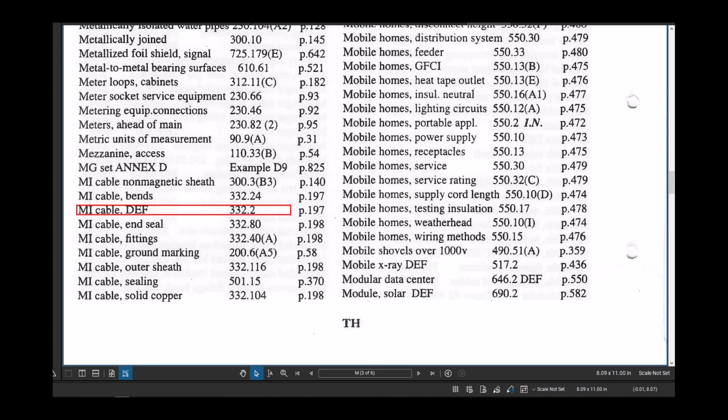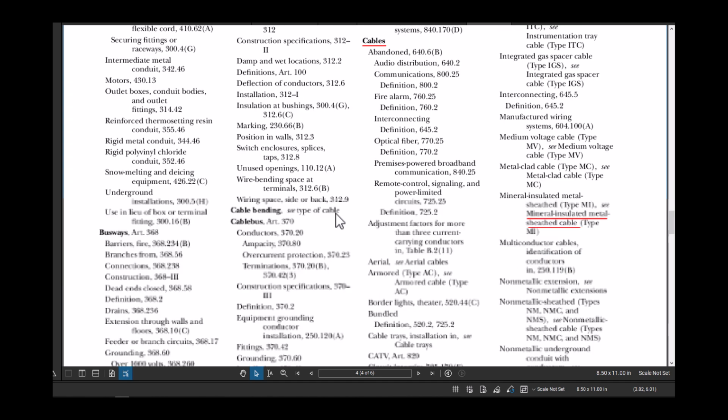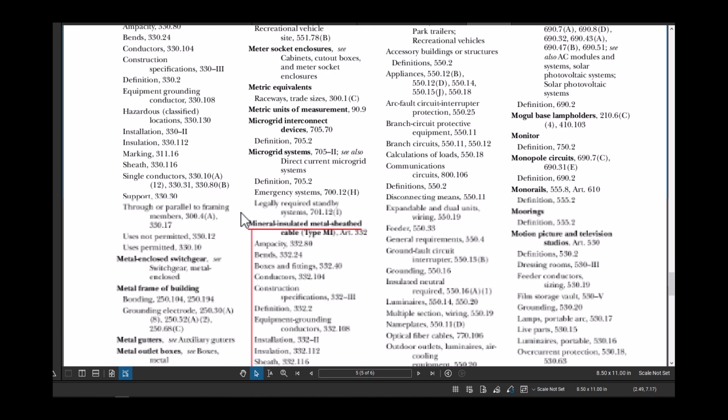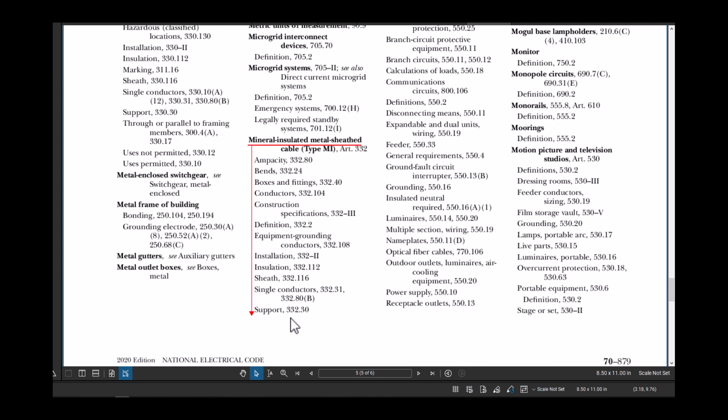From 332.2, but in the NEC, if we go to cables, we go through mineral insulated metal sheathed cable, which is type MI. It says C also here. Then from here we should find this article to see what it's referring to. If I go there, I have mineral insulated metal sheathed cable type MI, and here we have support, 332.30, which is exactly what we're looking for.